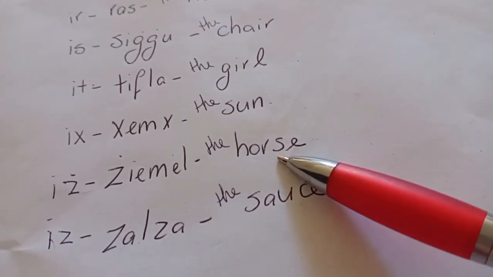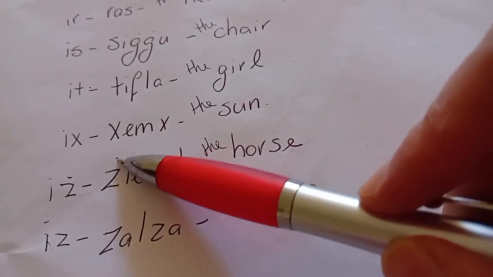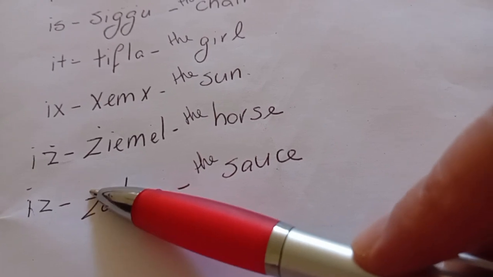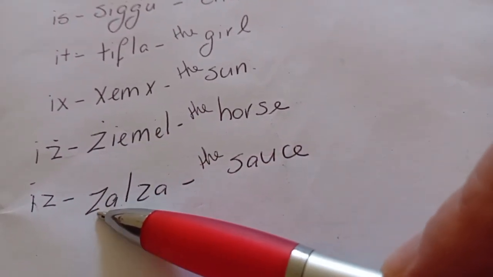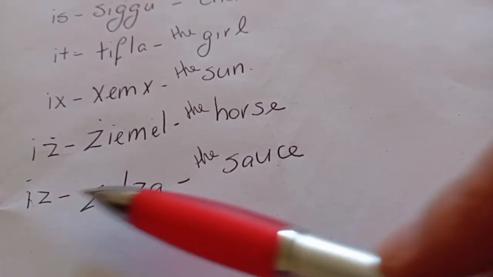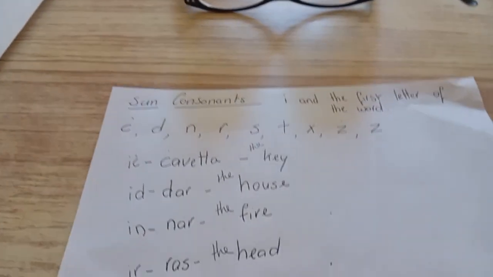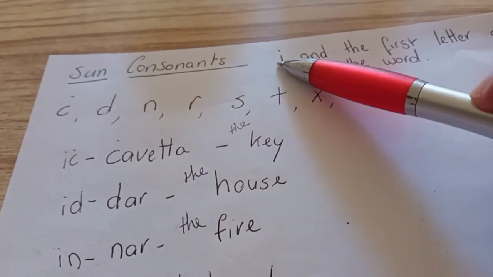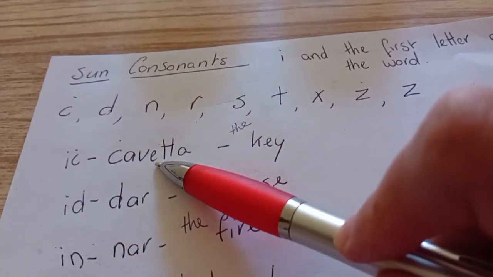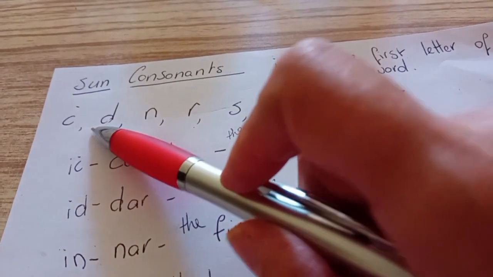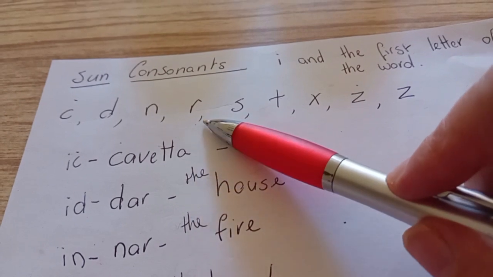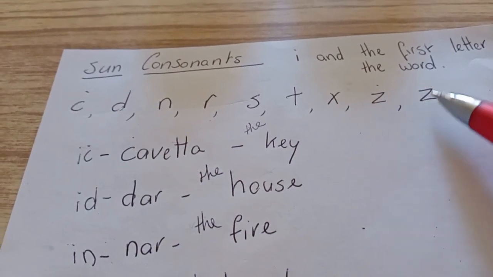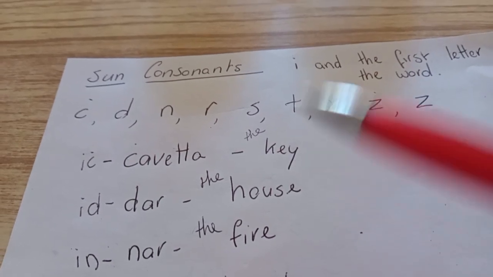Żiemel is a horse. As you can see, the Ż has a dot on it. So iż-żiemel. This one doesn't have the dot on it, so it's Z. Iz-zalza, the sauce. So, as I told you, the sun consonants always take I and the first letter of the word. I'm going to say them again: Ċ, D, N, R, S, T, X, Ż, Z. Those are the sun consonants.